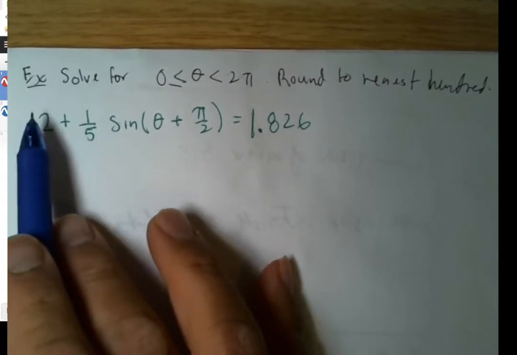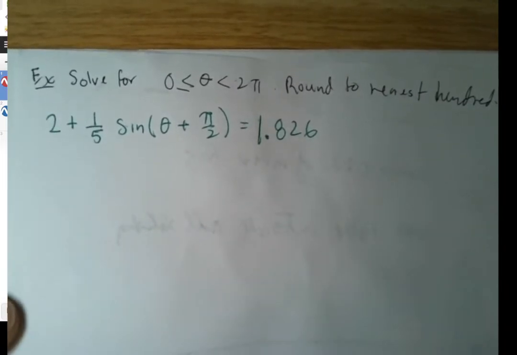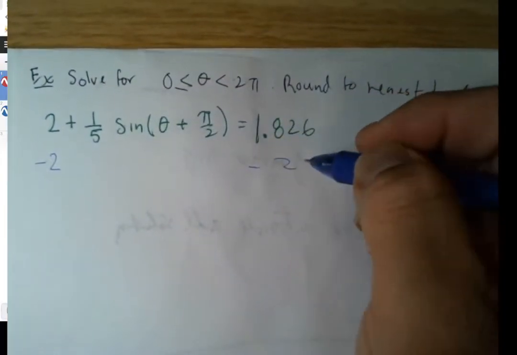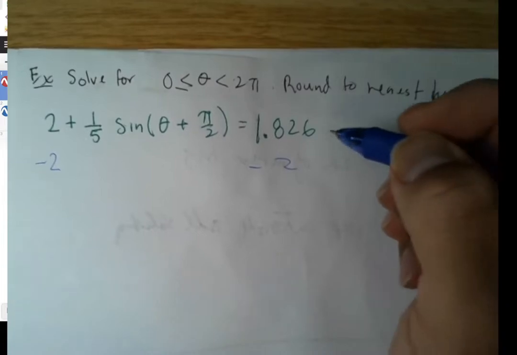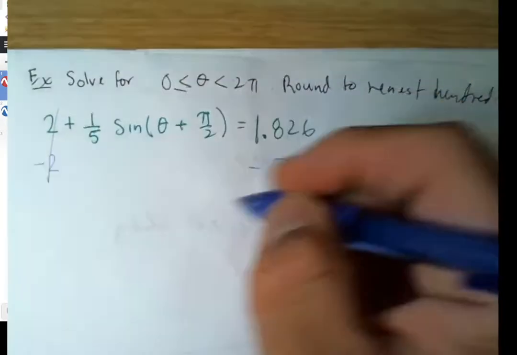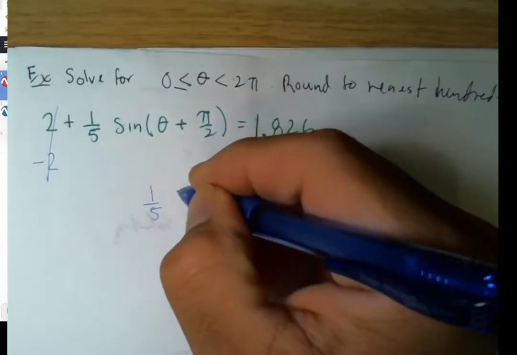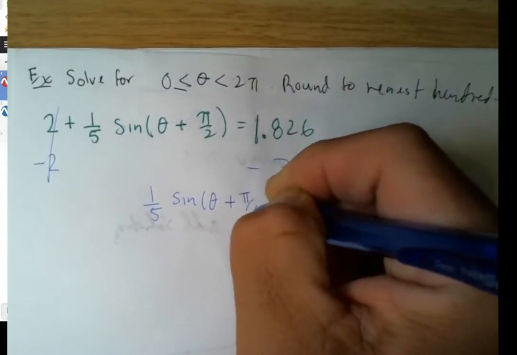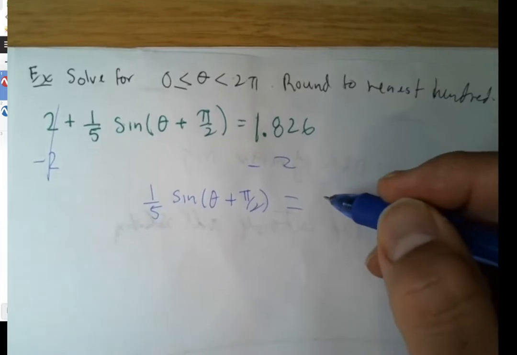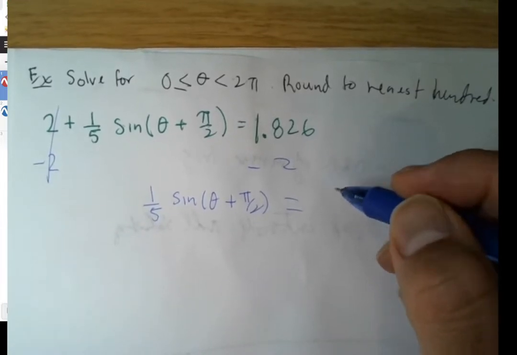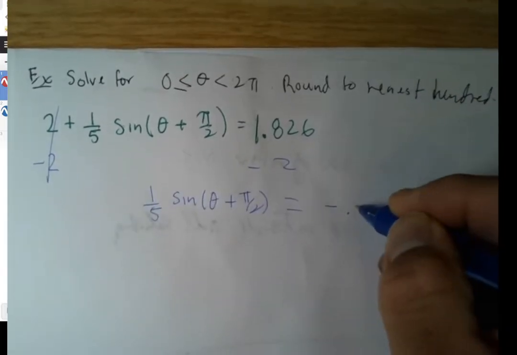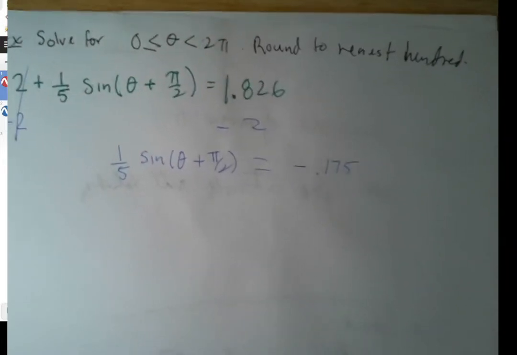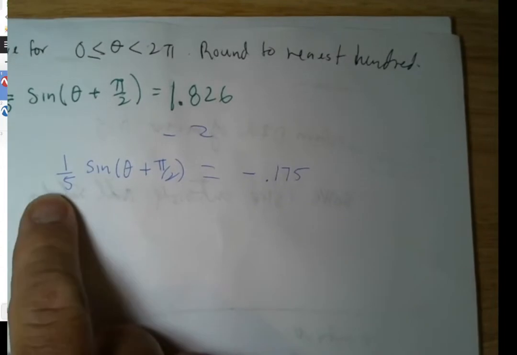Always work with whatever you're adding or subtracting first. So we'll start by subtracting 2 from both sides. We have this going to 0, pi over 2. And then 1.826 minus 2 gives me a negative 0.174. Okay, so the next thing is we need to deal with this 1/5 here.